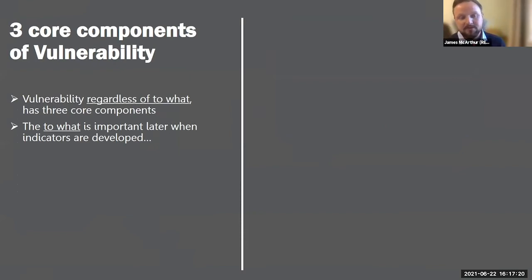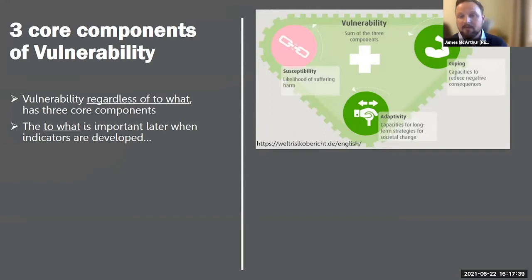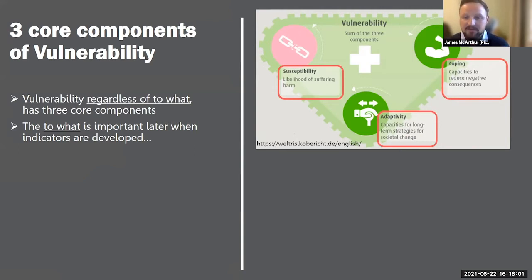And so there are three core components of vulnerability, regardless of to what. The to what is important later on when you're developing indicators. The indicators that you select and how they're worded is important to the what. But regardless of that, there are three core components of what vulnerability is. That's susceptibility, the likelihood of suffering harm; coping capacity, the capacity to reduce negative consequences; and adaptive capacity, capacities for longer term strategies and societal change. These three components interact with each other to make up vulnerability.